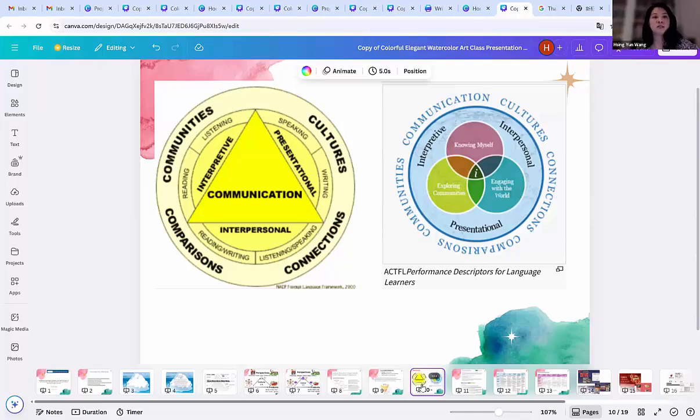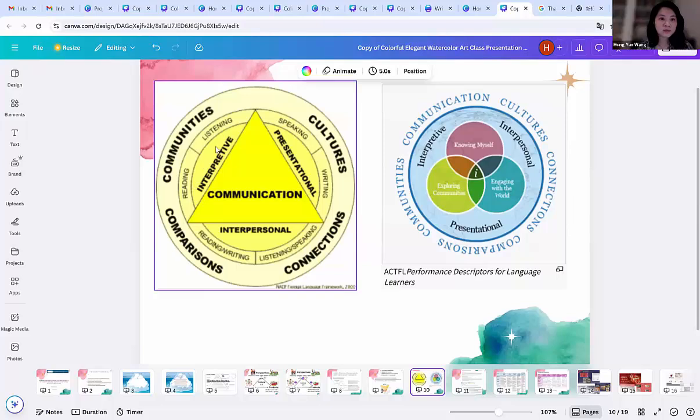Okay, and then I also like to mention the 5 C's, as we can see: cultures, connections, comparisons, communities, and communication. And communication intertwines with interpretive communication, interpersonal communication, and presentational communication. The format can be interpretive, reading or listening, like listening to a broadcast from a train station, or reading a sign. And then interpersonal, which is unrehearsed, cannot be practiced in advance, spontaneous, right away, and can be reading, writing, listening, speaking.